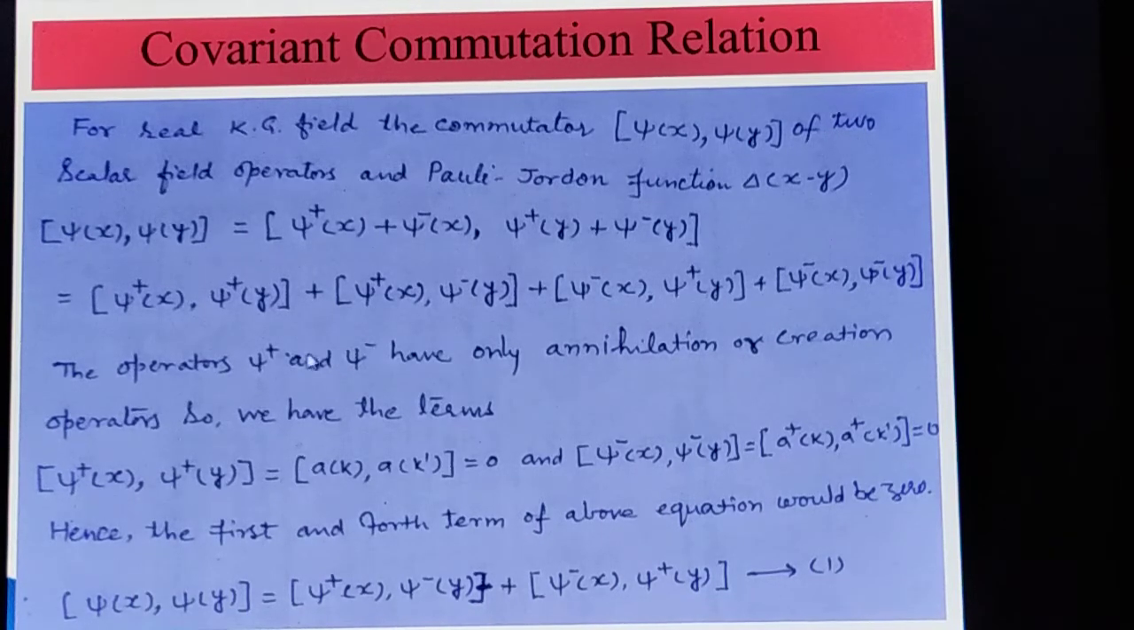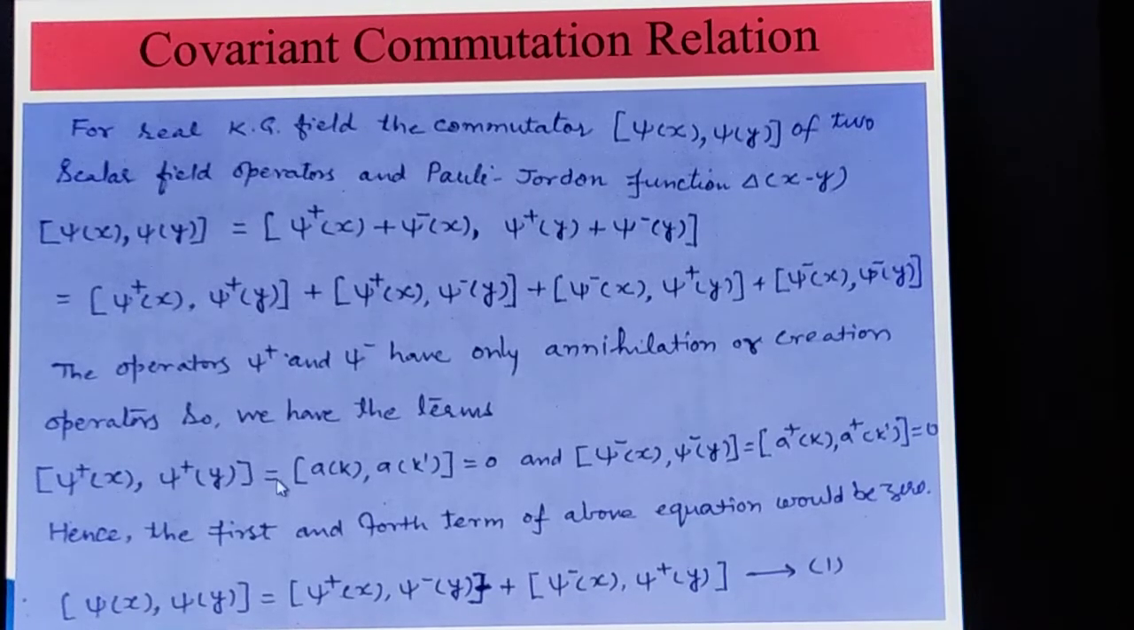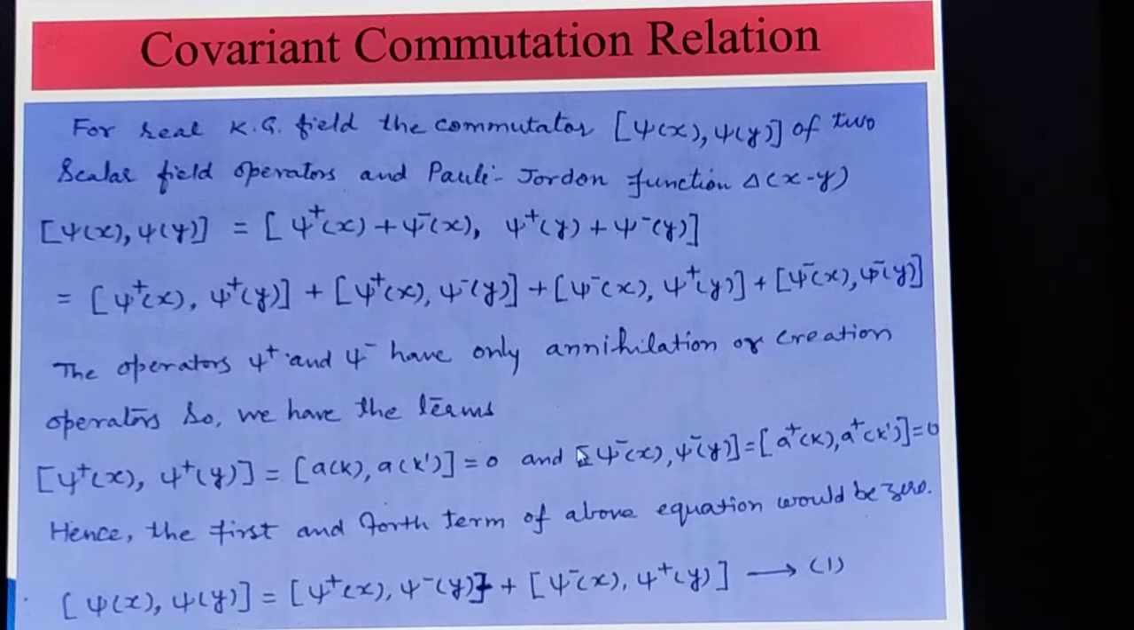And as we know already, the operators psi plus and psi minus have only annihilation or creation operators. So you can say that the solution of plus type has only annihilation operators, and so the commutation relation of psi plus x, psi plus y is equivalent to the commutator of ak comma ak dash, and it is equal to 0. And similarly the terms having psi minus x and psi minus y are again 0.